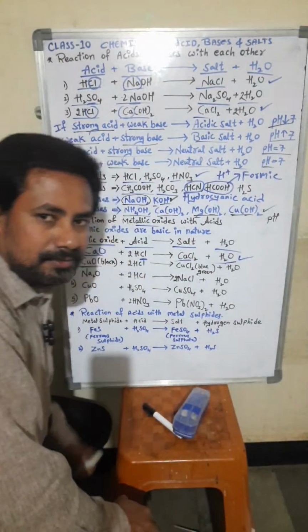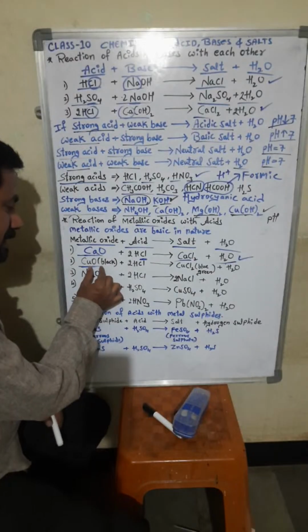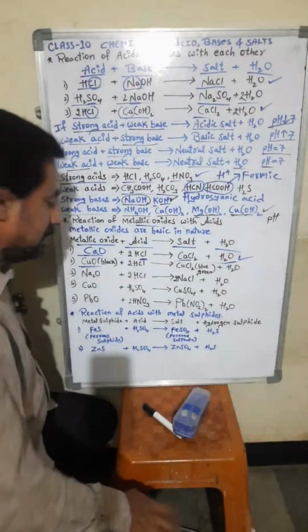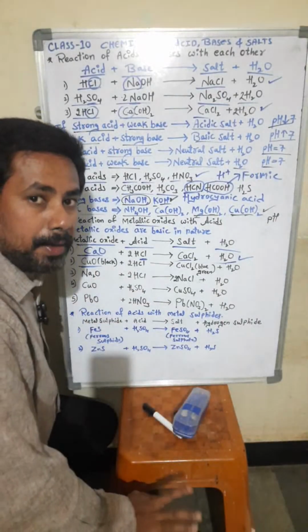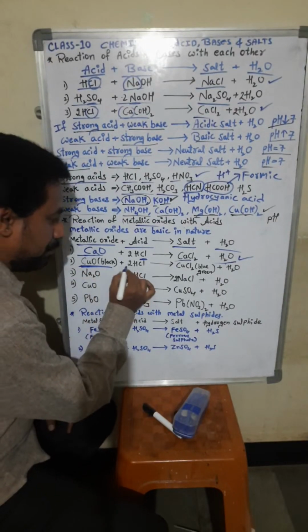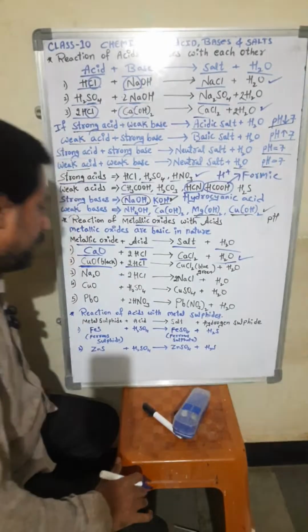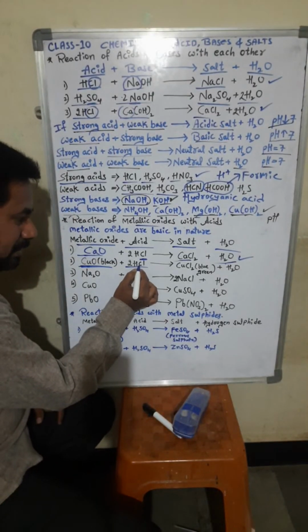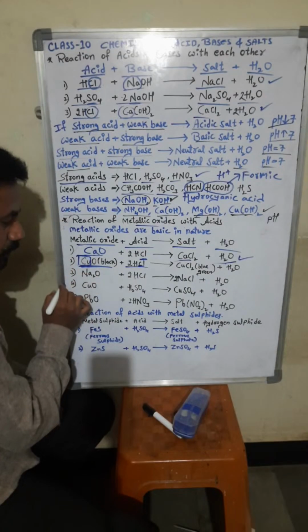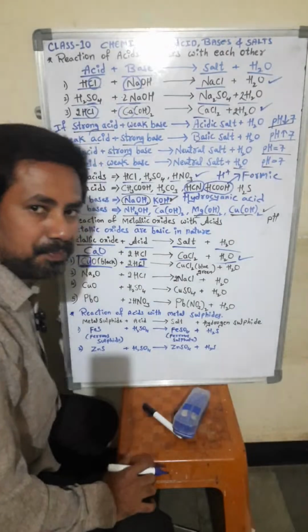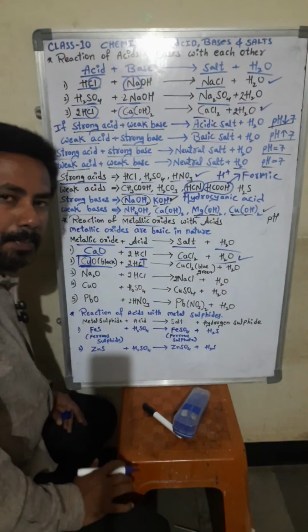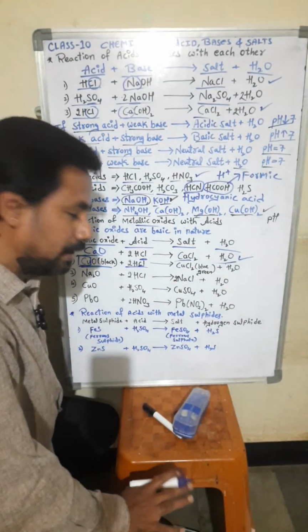Cu means copper. O means oxygen. When oxygen combines with copper, it will become copper oxide. So it is black in color, students, copper oxide. So this copper oxide will combine with HCl, hydrochloric acid. What happens? This chlorine is there, na? It will combine with this Cu. So what happens? CuCl2 will form, copper chloride, and water will form.